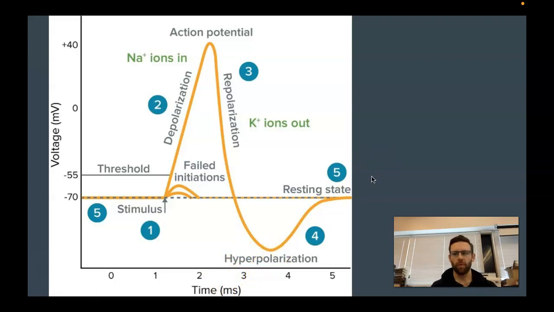All right, so I think that's where we'll stop here, and that is how neurons work. So good luck with your notes and good luck with answering any questions about neuron function.